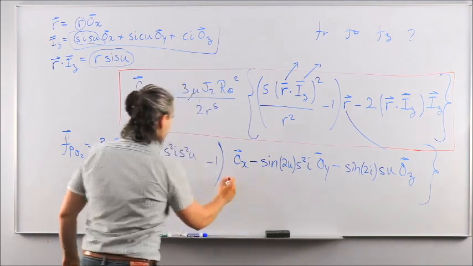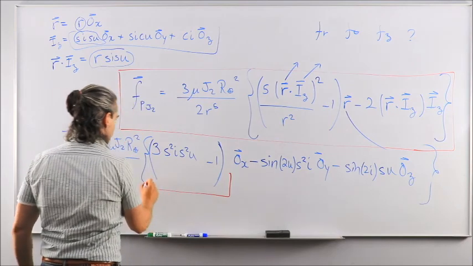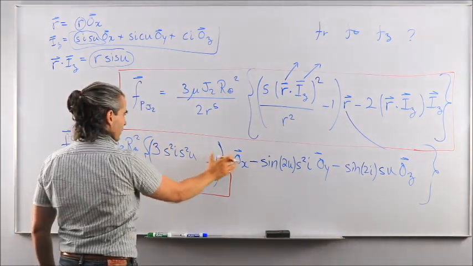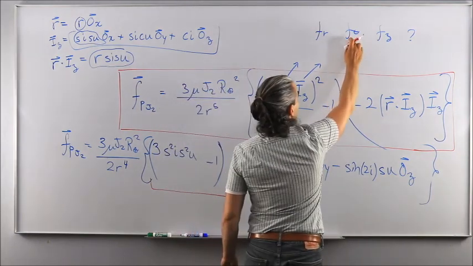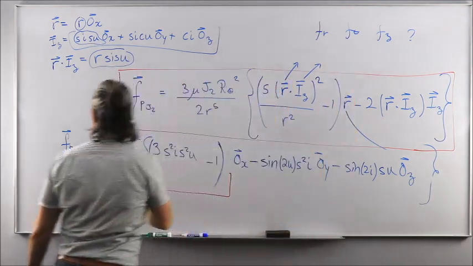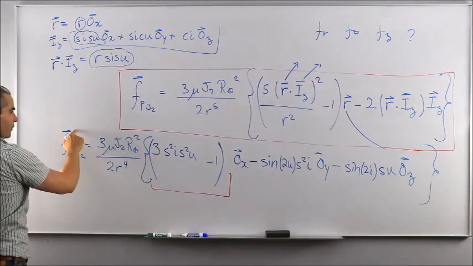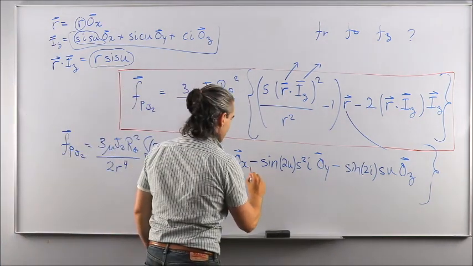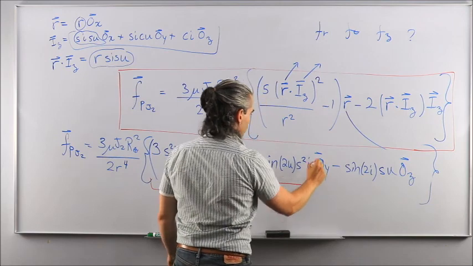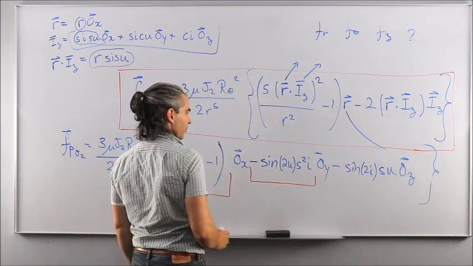I can clearly see my component along OX because this is what multiplies OX. F theta is the component of my perturbing acceleration vector in the direction of OY. And here I can clearly see what I have multiplying OY, so that is my Y component.